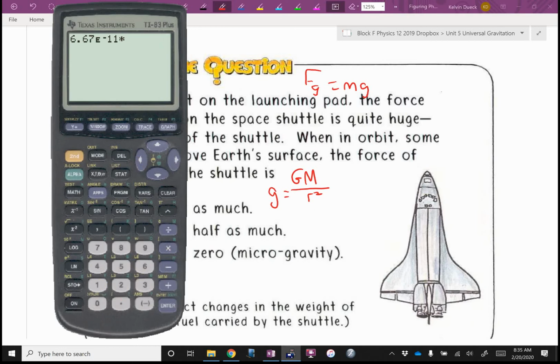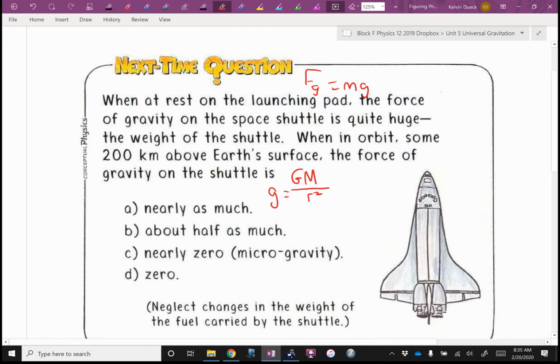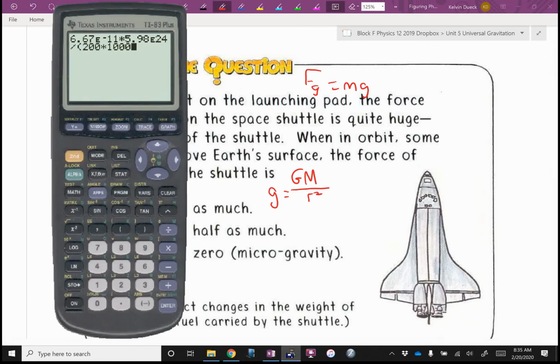Big M would be the mass of the Earth, 5.98 times 10 to the 24th, divided by... they gave me 200 kilometers. Do I do physics with kilometers? So I'm just going to write 200 in brackets times 1,000. That 200 kilometers, is that the distance from the center of the Earth, or is that an altitude above the Earth? According to this question, and you can't see because I'm covering it up, I think it says above the Earth. So I'm going to have to add the radius of the Earth to that to make it a true radius.